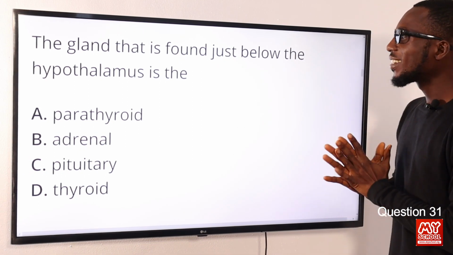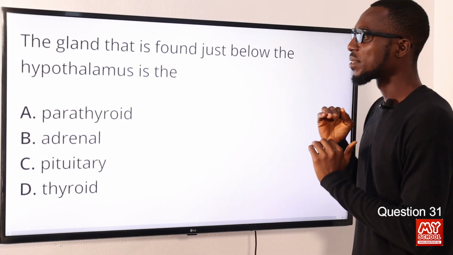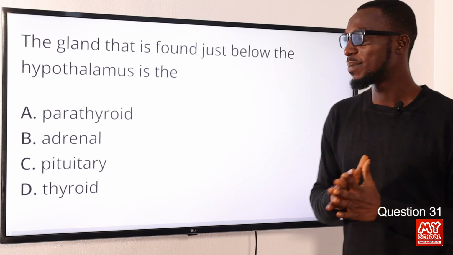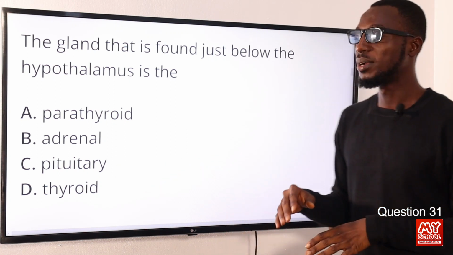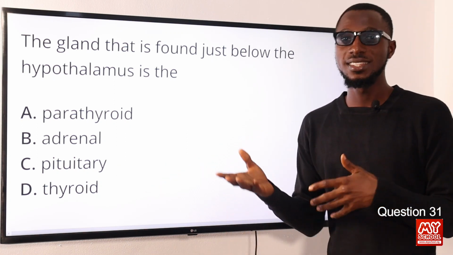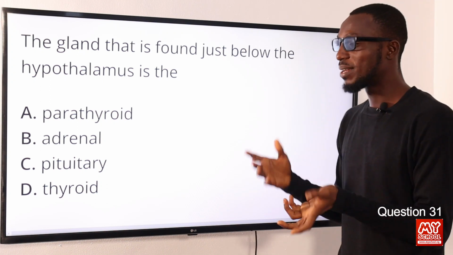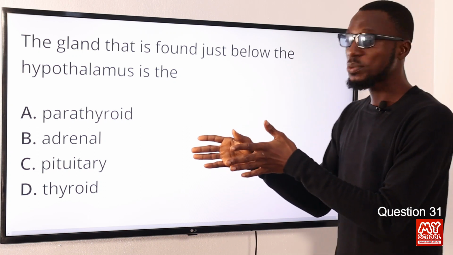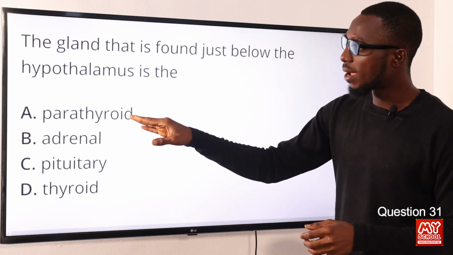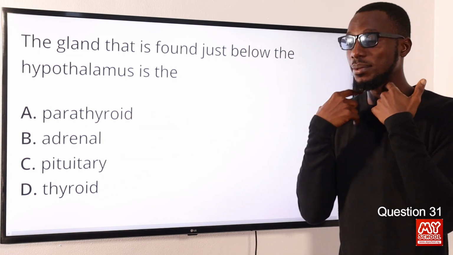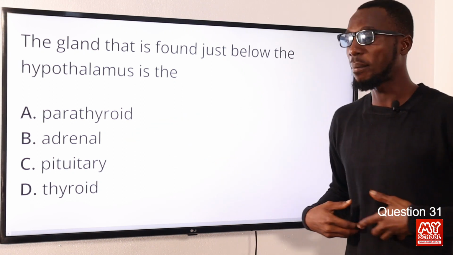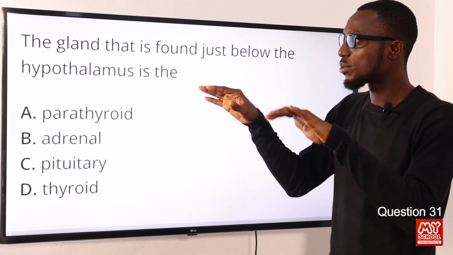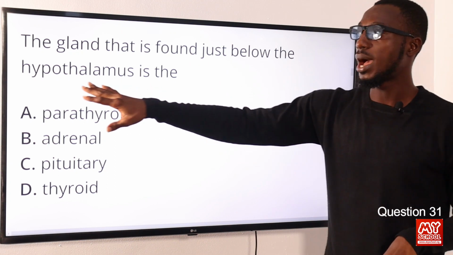31. The gland that is found just below the hypothalamus is what? That is the pituitary gland. It has two parts, the anterior and the posterior, and they both secrete hormones, polypeptide and protein. So that's what we're looking for, option C. The parathyroid and the thyroid we're talking about this side, the adrenal gland we're talking about here. So the pituitary gland is located just below the hypothalamus.